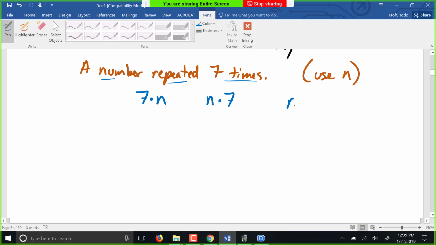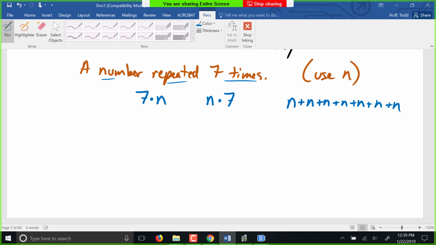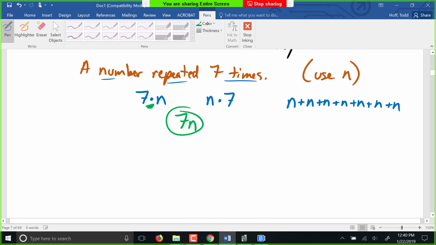You could have added it together 7 times, but we know repeated addition is actually the definition of multiplication. Now, when we have a number and a symbol like this, we don't have to put the multiplication symbol in there. We can just write it as 7n, and that's typically the way you'd see it expressed.